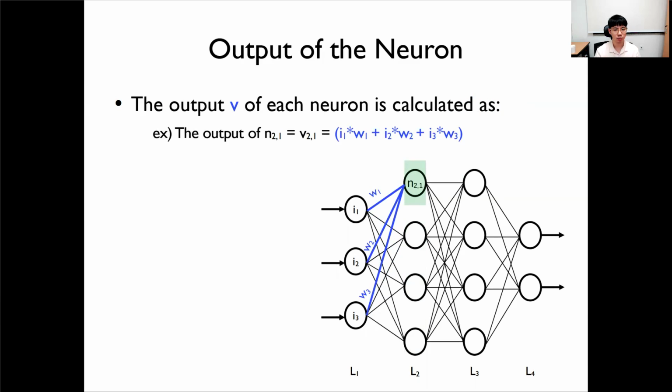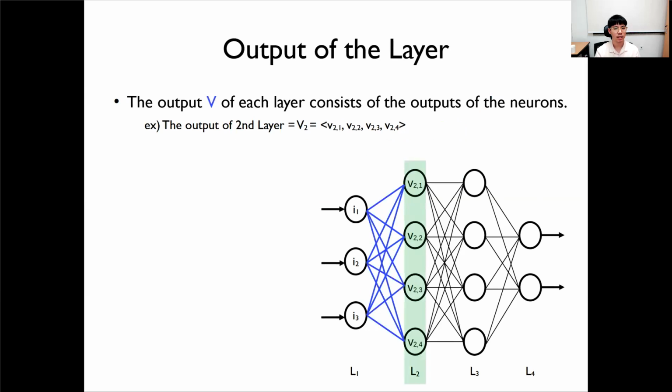And using these weight values, we can simply obtain the output value of each neuron by calculating the sum of weighted inputs, like highlighted in the blue equations. Likewise, we can obtain the output value of the second neuron at the second layer. And the output of the layer consists of the output values of neurons in the layer.